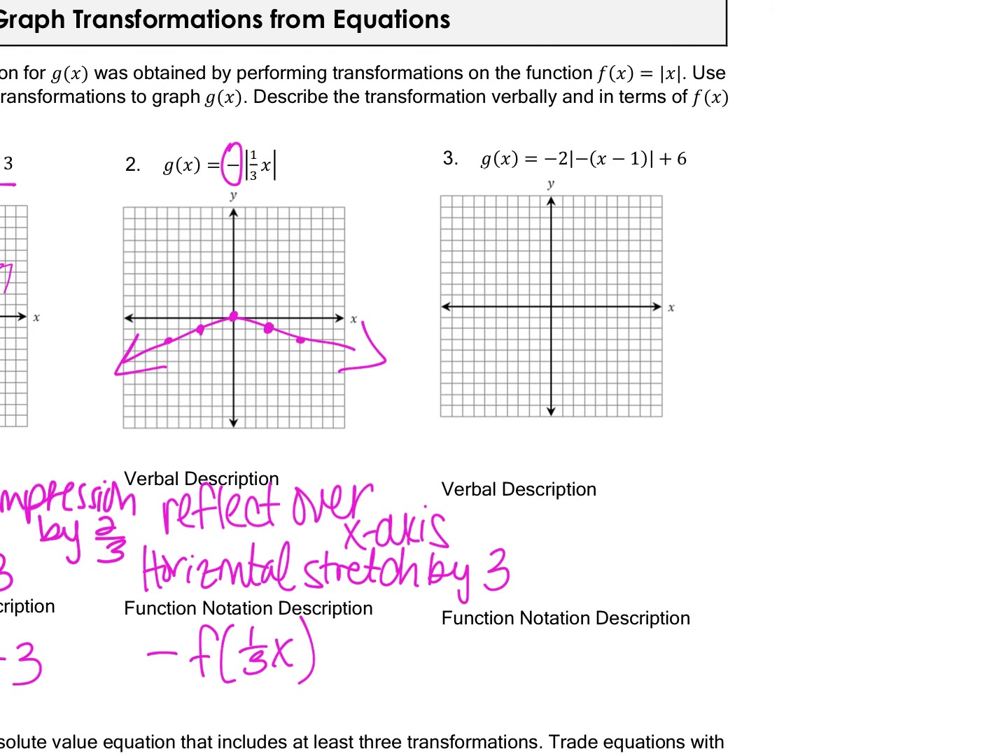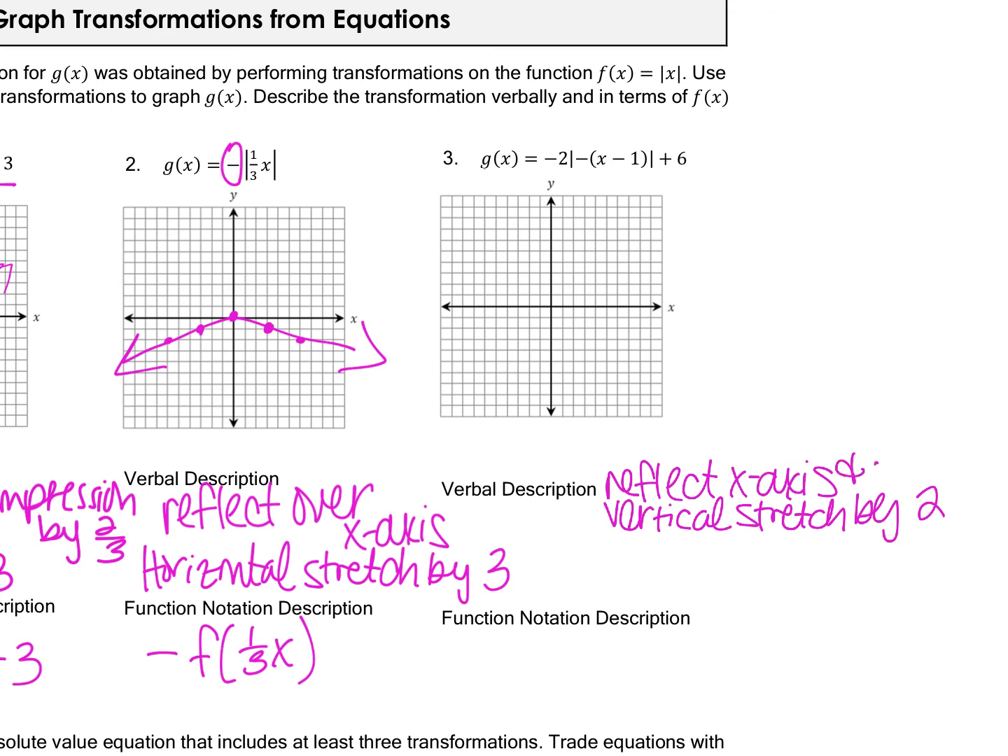So notice there's a negative in the front, so that's going to be a reflect over the x-axis. There's a 2, so that is a vertical stretch by 2. And then notice inside the bars there's a negative, that would be a reflection over the y-axis. And then inside parentheses we are doing x minus 1, so we would do the opposite, remember inside, so that's going to be going to the right 1. And then the plus 6 on the outside, we go up 6.